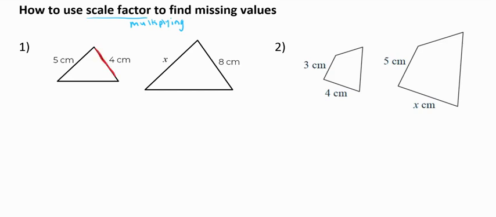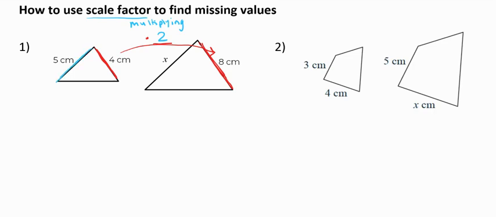So if I'm looking at the right side over here, the corresponding side is 8 over here because they're both on the right side of the triangle. So if I think about my scale factor, I'm trying to figure out 4 times something is going to give me 8, and I know that number is 2. So then I can do the same thing for the other sides in this problem.